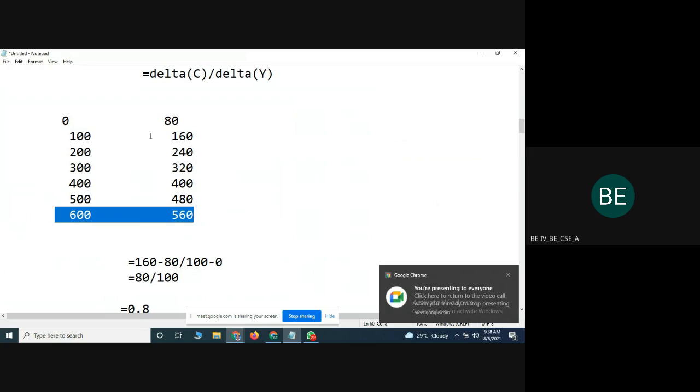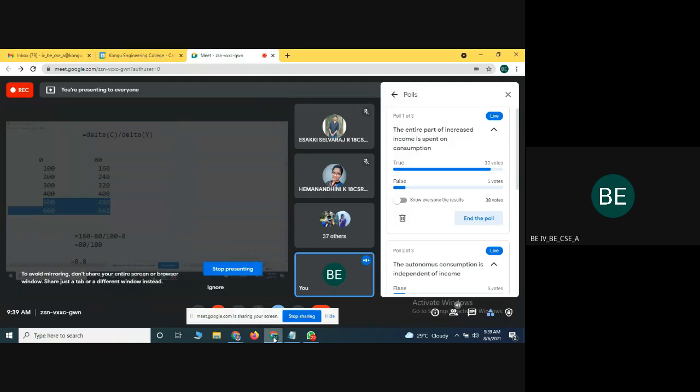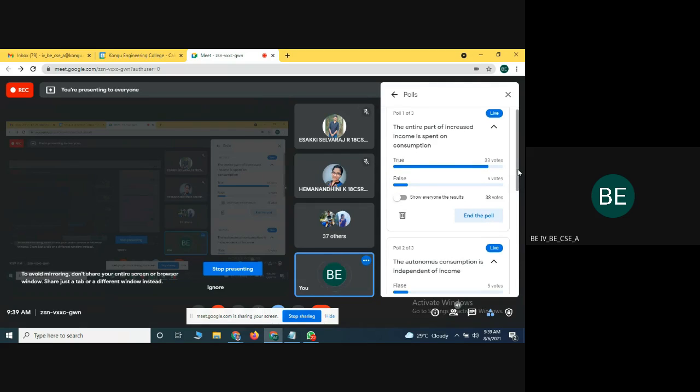Why is it false? For example, the income is 100, but he is spending 160 rupees per day, whereas when the income is 200, he is spending 240 rupees per day. After a certain period of time, consider this scenario: the income increases from 100 rupees to 600, but the expenditure is less compared with the income. Because of that, the given statement is false.